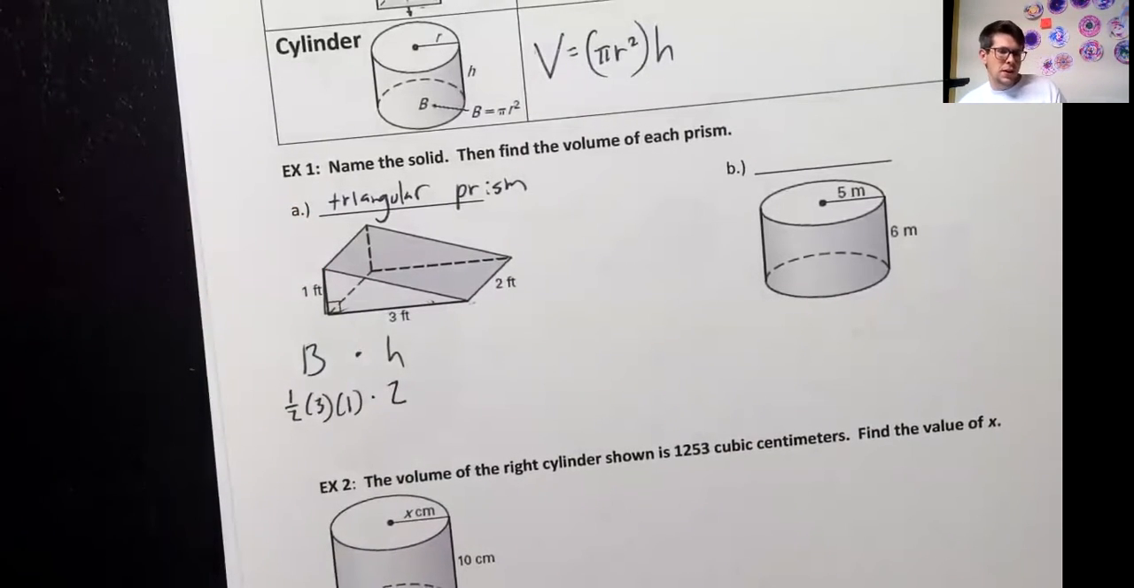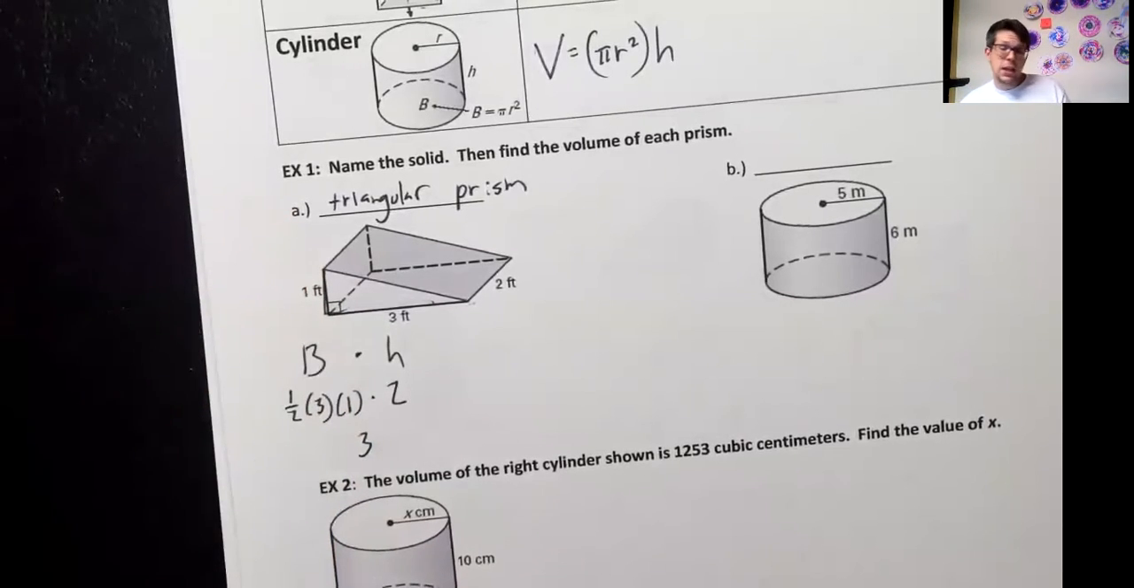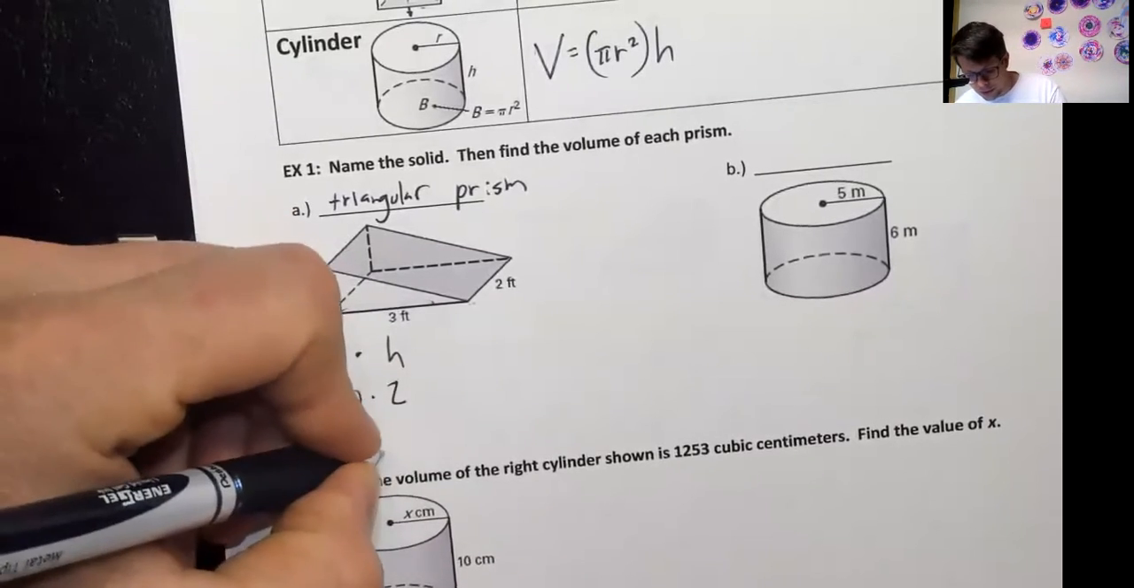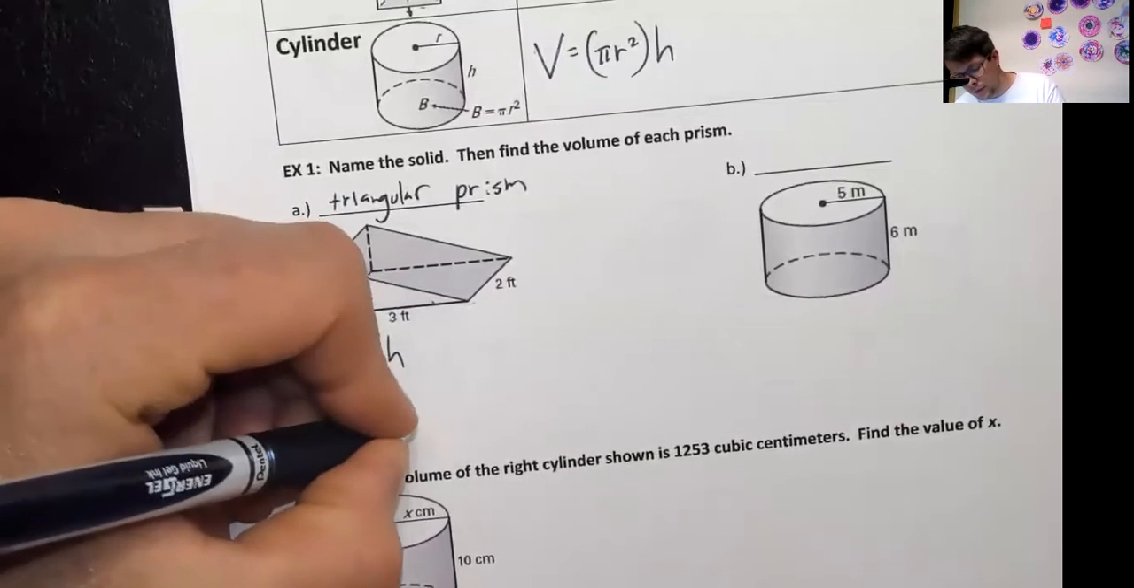Okay, so now if you use these values and you calculate, what you're going to end up with is 3. For units, this is a volume question, so we want to make sure we are going to use our units correctly, and it happens to be feet, and those feet are going to be cubed.